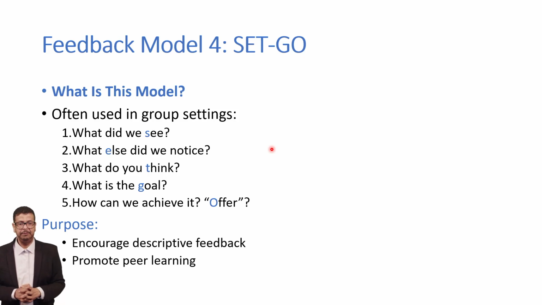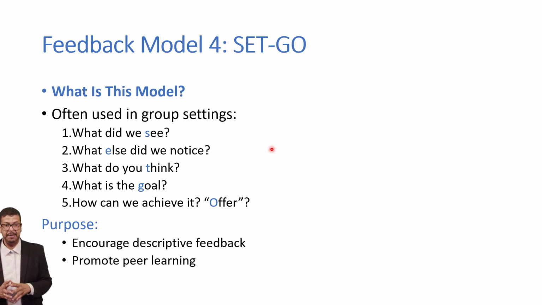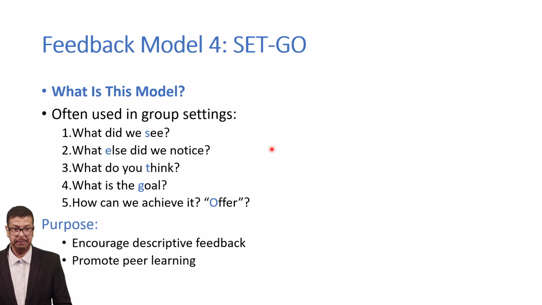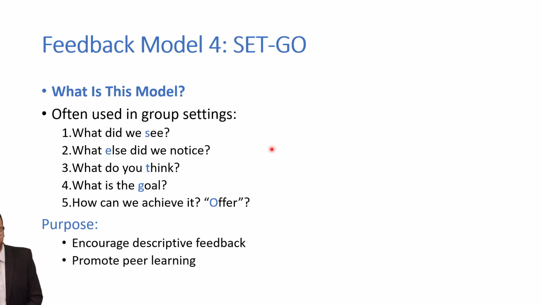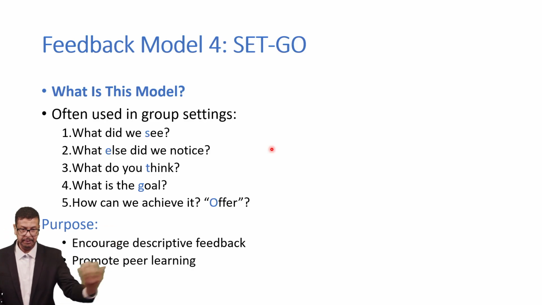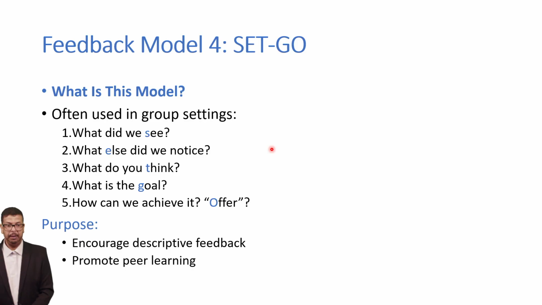Another model used for group settings is called the SET-GO model. This is often used in tutorials, in seminars, in group settings. S for see, E for else, T for think, G for goal, and O for offer opportunity in the future. And typically, what did we see? You should talk about this.